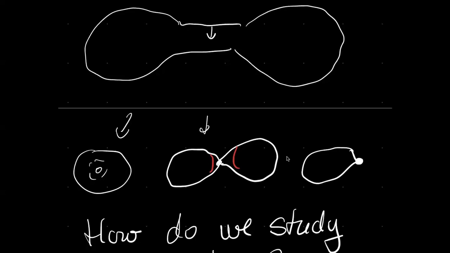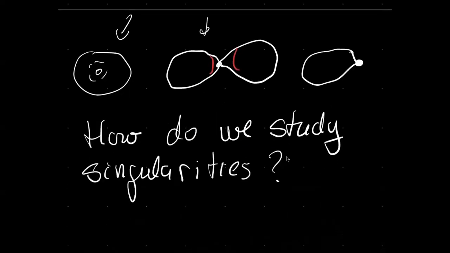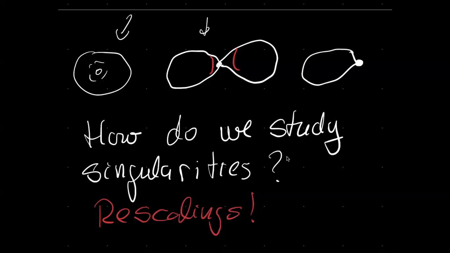Okay, so one way of studying singularities that is similar to what people do for Ricci flow is to try to do rescaling. So the answer here is maybe rescalings. And how you rescale depends on how the singularity is.